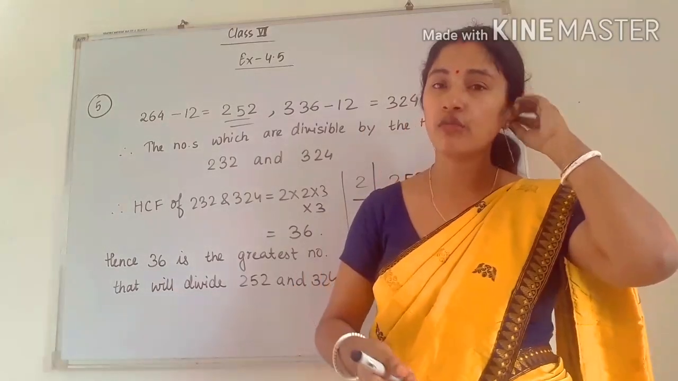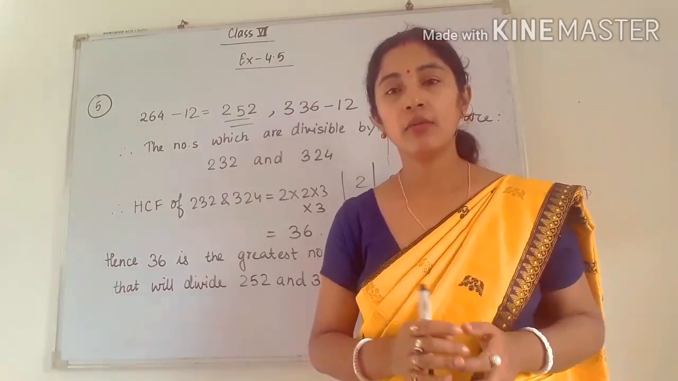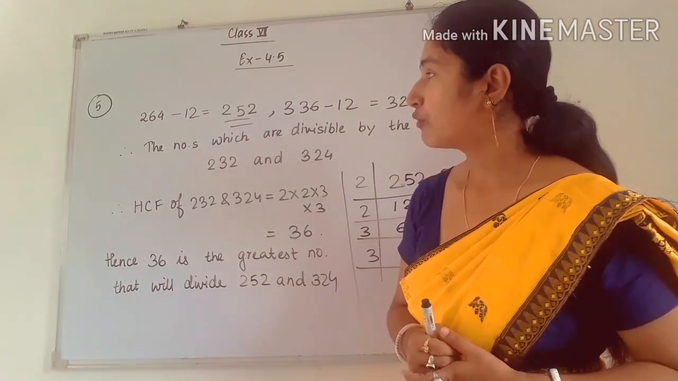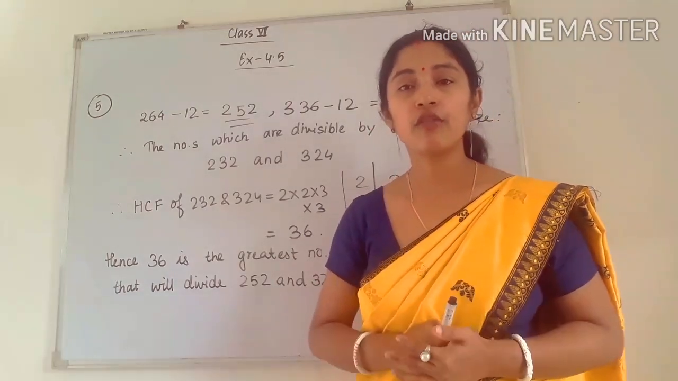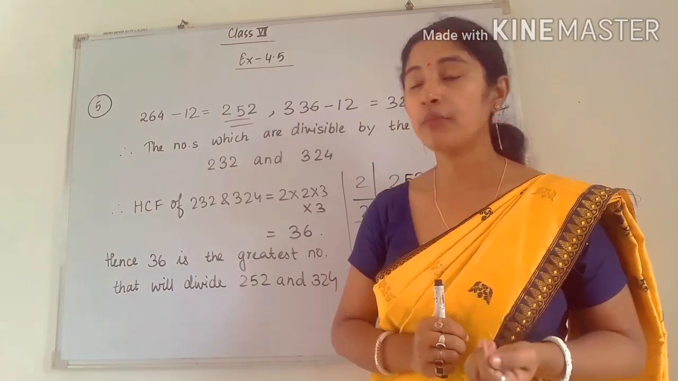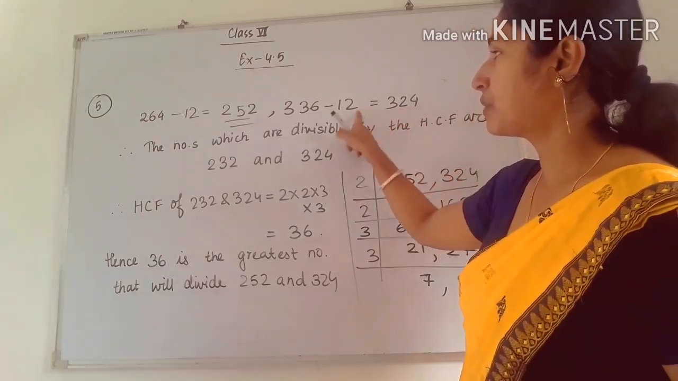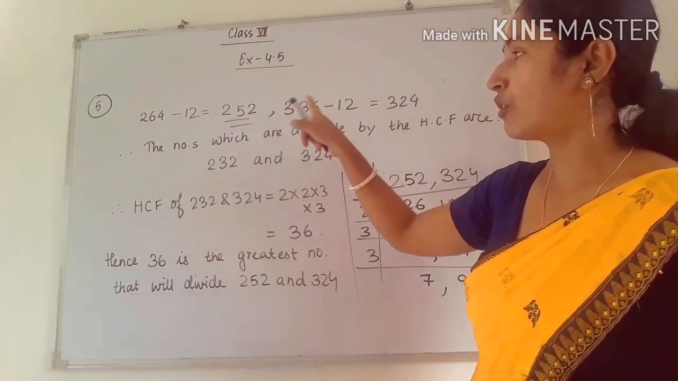What happened in question 1, 2 and 3? The remainder was different. But here the remainder is same. Okay, so what we have to do? The steps are same. First of all, we have to subtract the remainder from the given number. So I got 252 and 324 by subtracting the remainder from each one of the numbers.